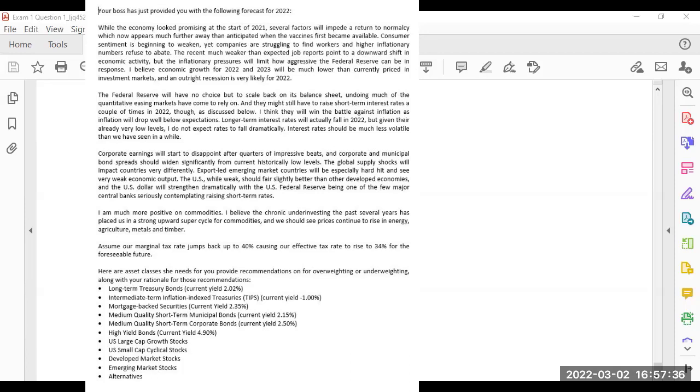overweight growth as growth is better in a recession.